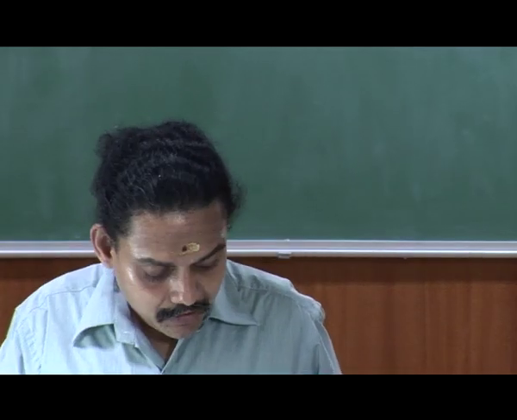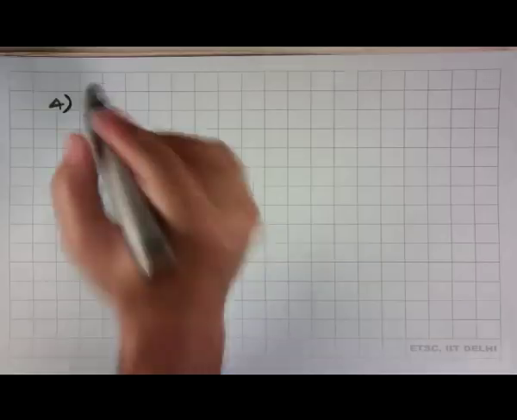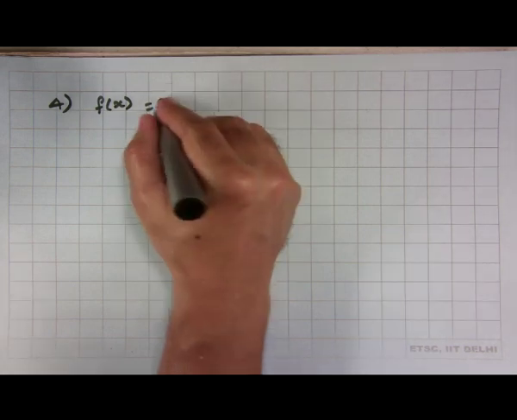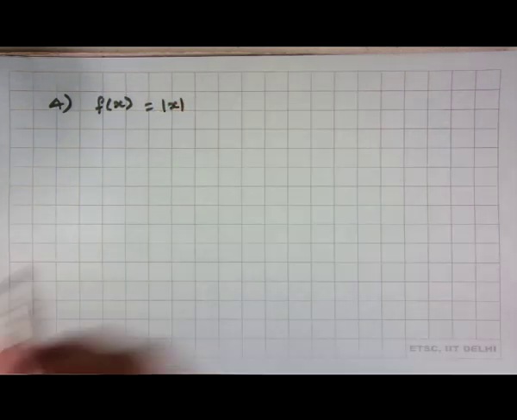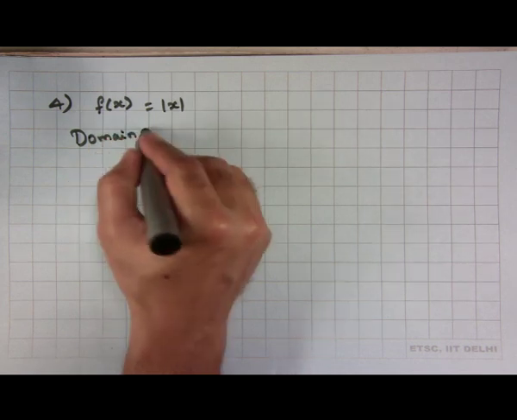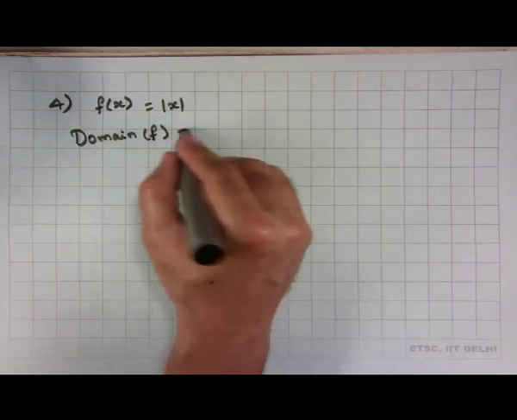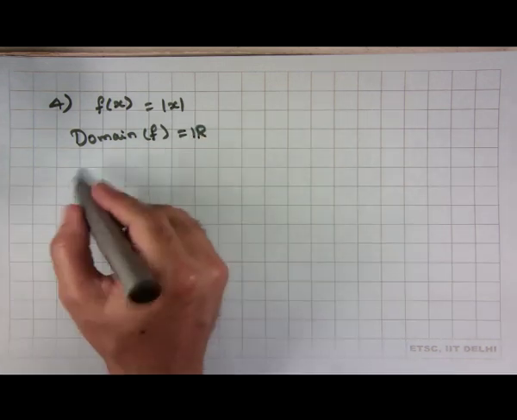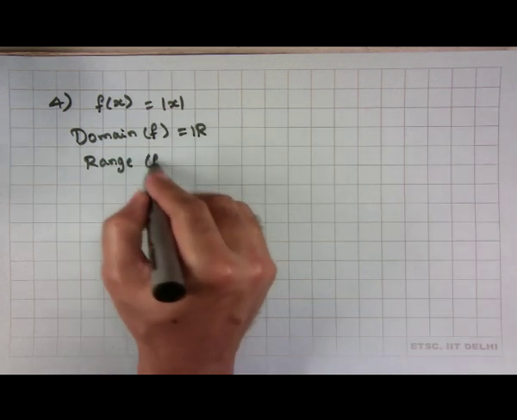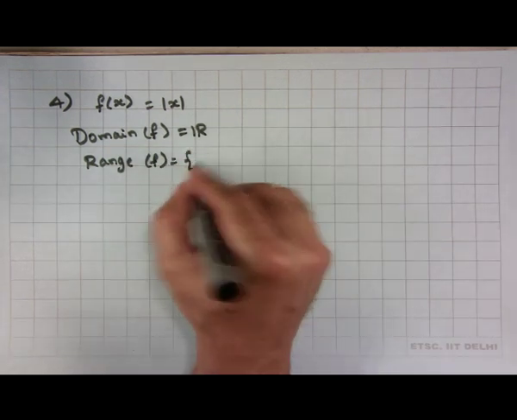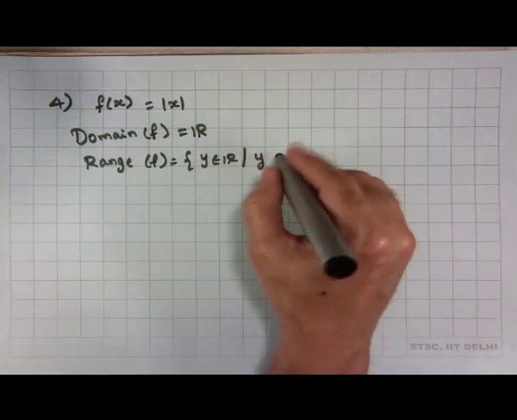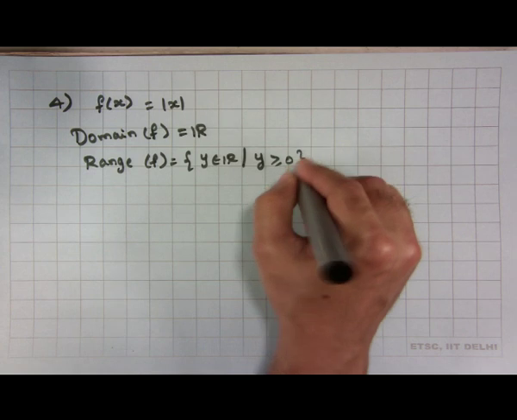Let us look at the next example, f x equal to mod x. Here the domain of f is the whole of R, and the range of f in this case is going to be all those y in R with the condition that y is greater than or equal to 0.